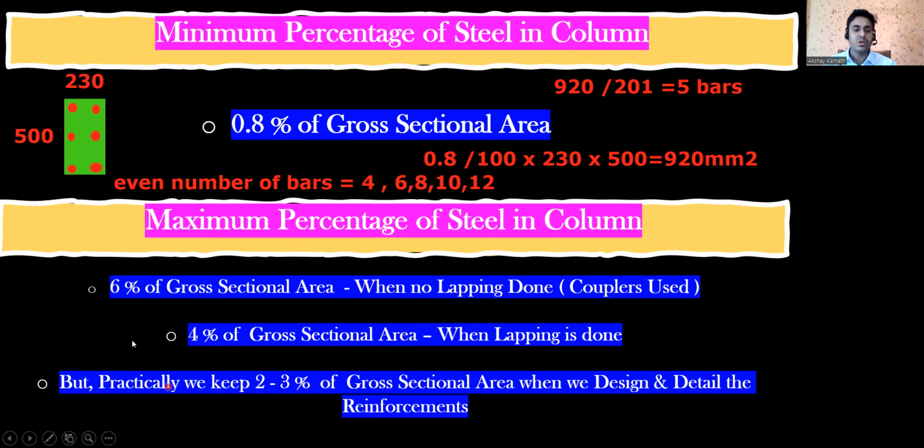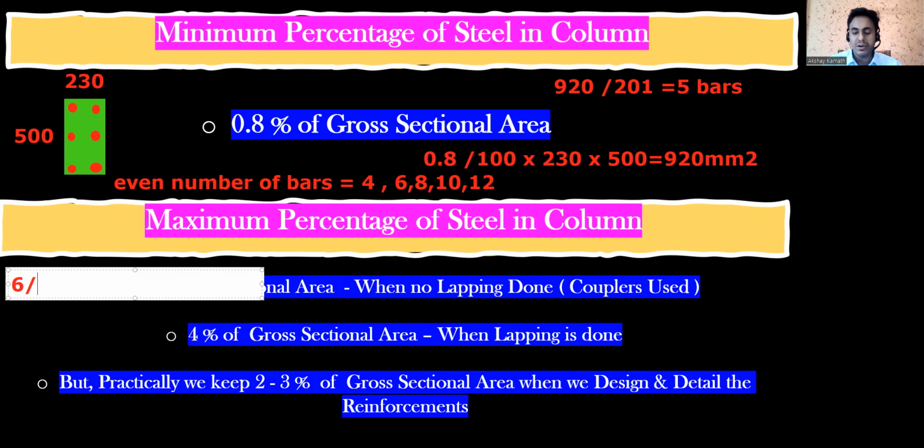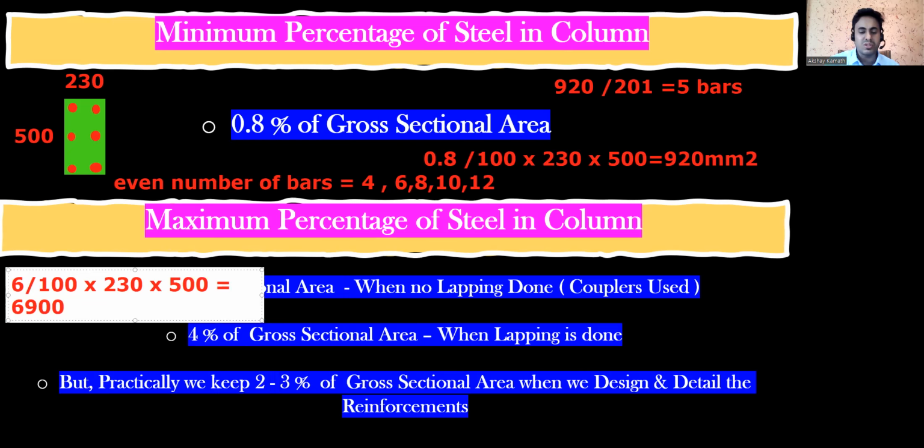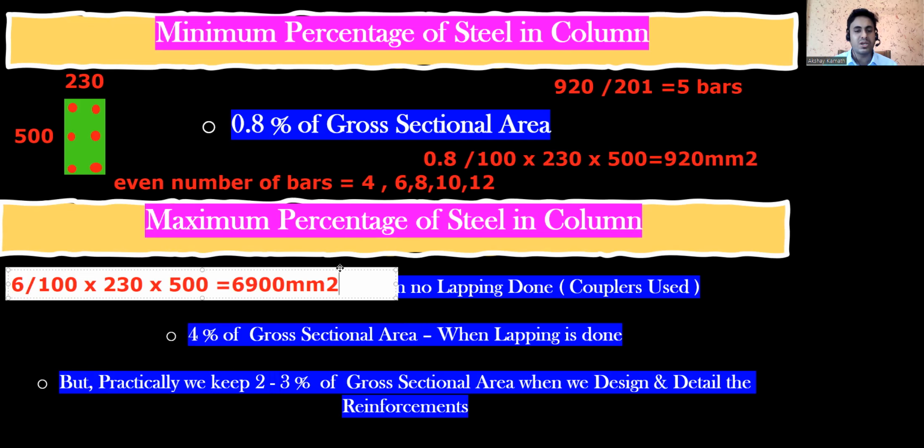Now I'll do all the manual calculation for this. If I take 6%, how much does it come out to be? Do it: 6 divided by 100, multiplied by the cross-sectional area, which is 230 by 500. What is the maximum you're going to get? 6 into 230 into 500, divided by 100, is 6,900 mm square. This much we can give if you're not doing lapping. Like I mentioned, it's only on paper, practically not possible.